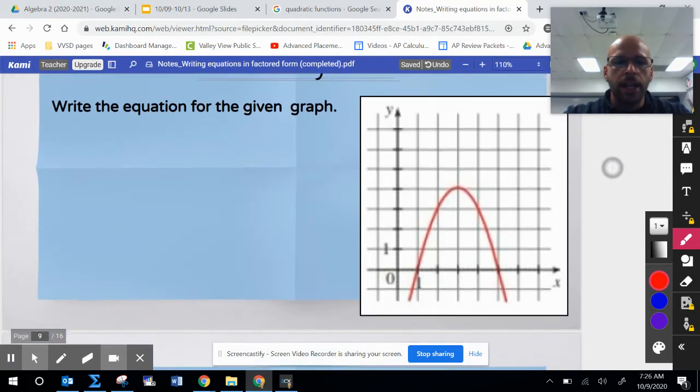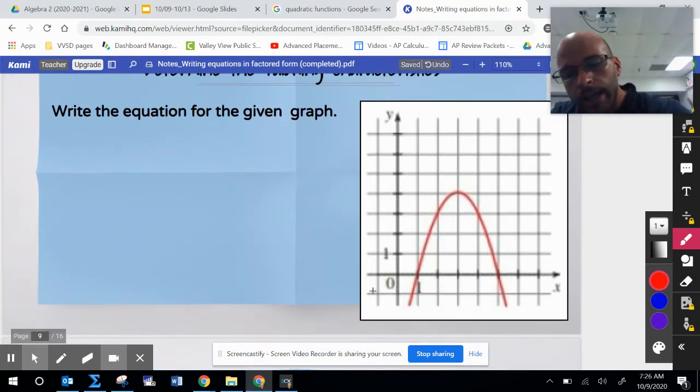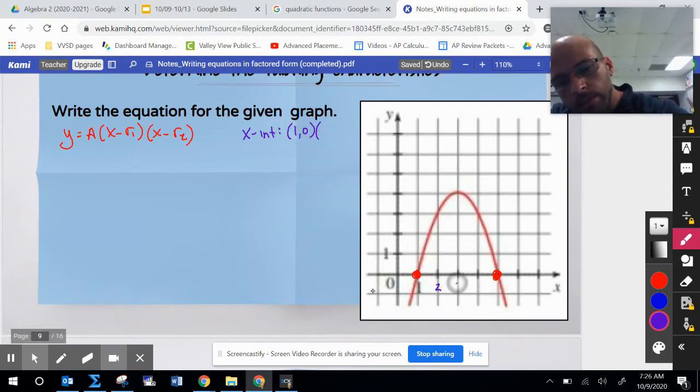So let's take a look at this next one. So I have x-intercepts at these two values. So I'm going to start with a, x minus r1, x minus r2, and I know my x-intercepts are at 1 comma 0 and at, where's that last one at? 5 comma 0. Okay. And I need another point.